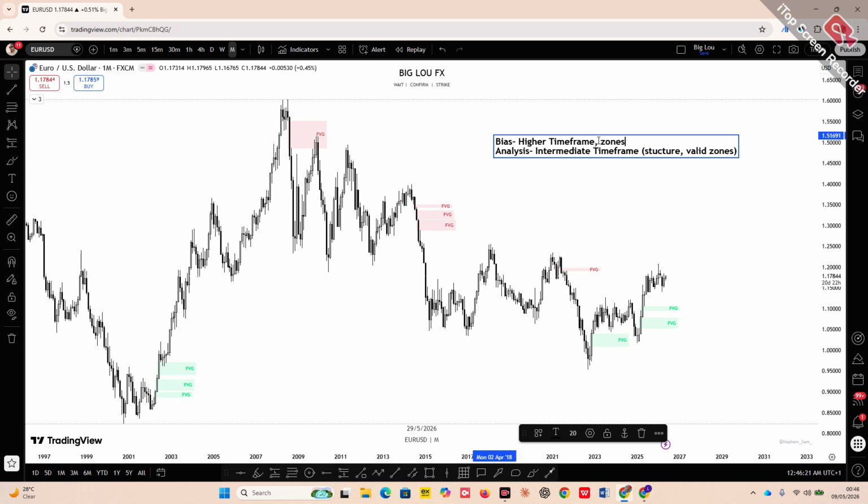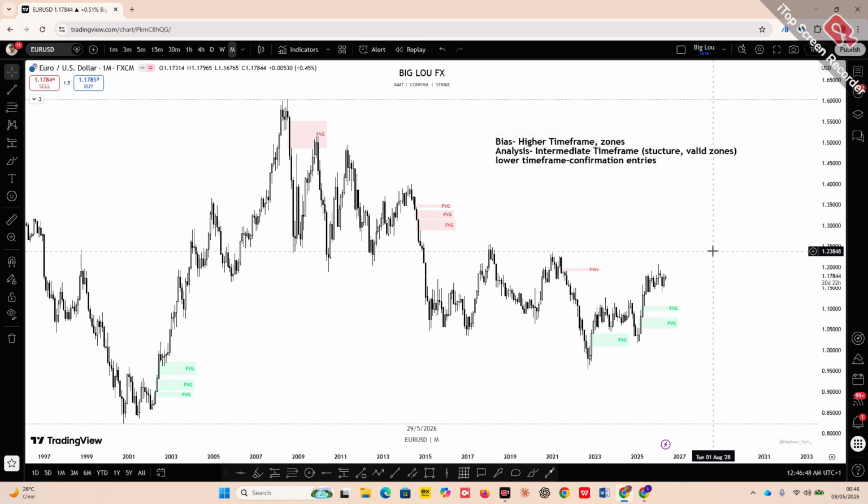All right. Now after this, we now have the lower time frame. This lower time frame is for what? Entry confirmation. For confirmation entries. So these are basically the three time frames you need.